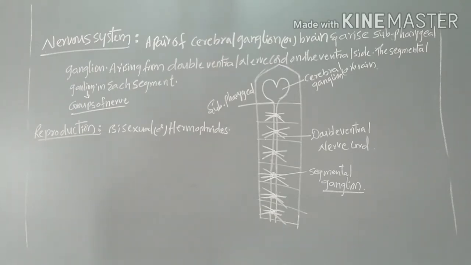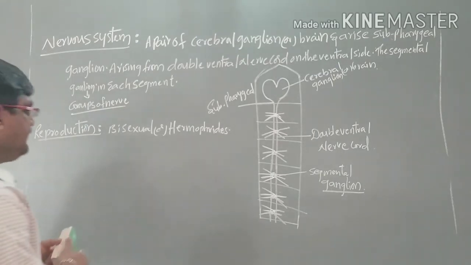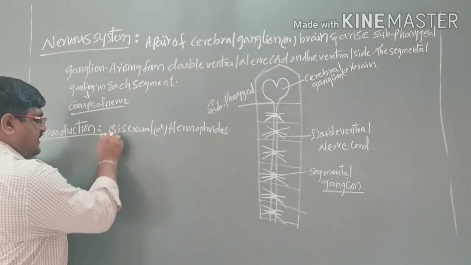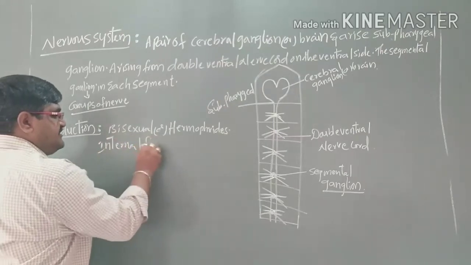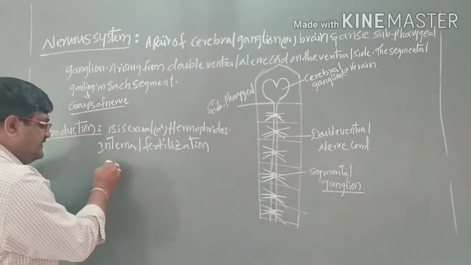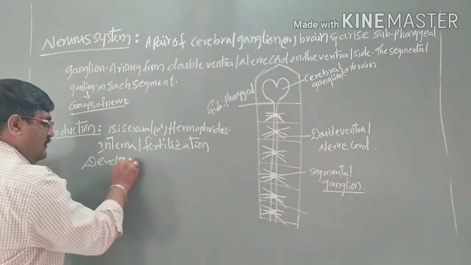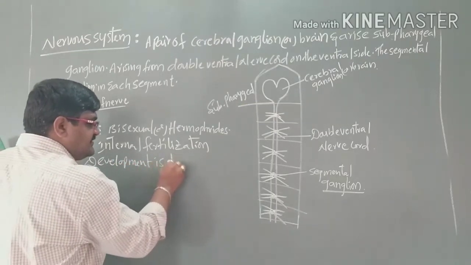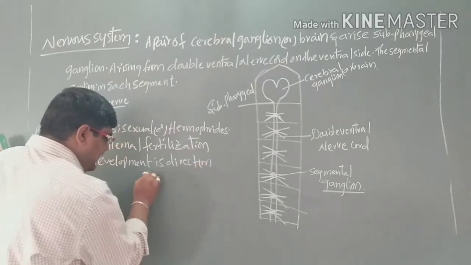Here the fertilization is an internal fertilization, and in the development, it may be direct or indirect. Internal fertilization means that inside the organism the fertilization takes place, and the development is direct or indirect.